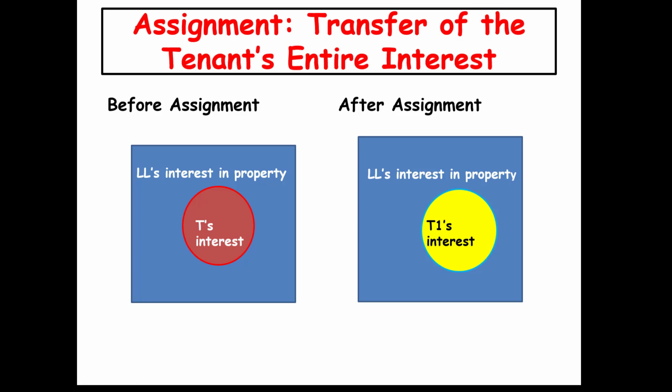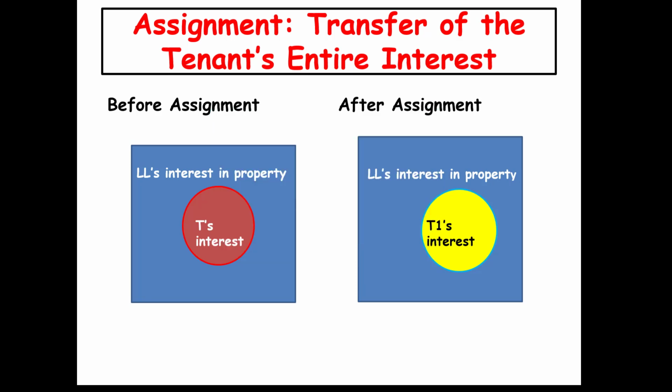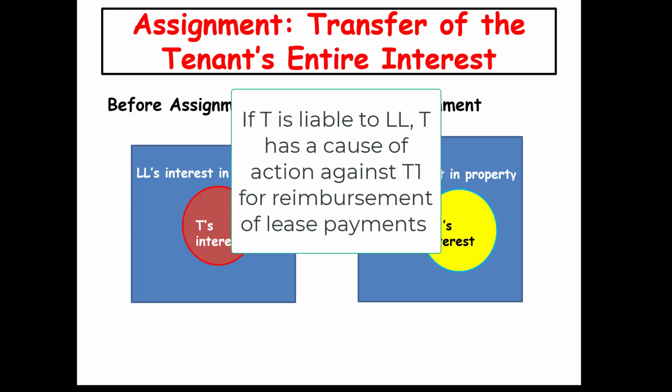In this circumstance, if T1 defaults on the rent, the landlord has a remedy against T1 because of the privity of estate, but also has a remedy against the original tenant because of the privity of contract embodied in the original lease. If the landlord pursues the original tenant and the original tenant is liable under the original lease for payments, the original tenant in turn will have a cause of action against T1.